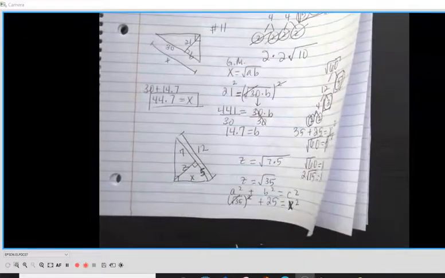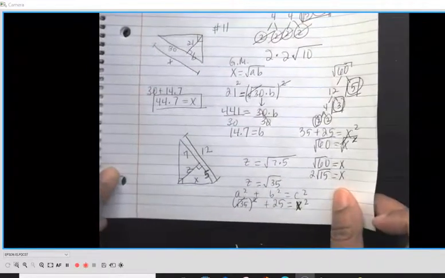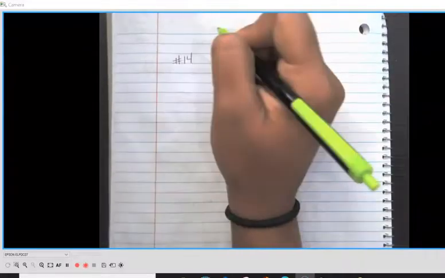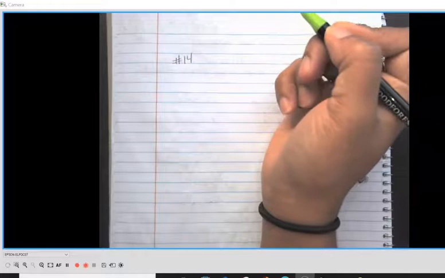Alright, I'm going to do one more. I know it's a little messy. One more. Again, this is all about geometric mean. Okay, so for this one, let's do number 14. Because on number 14, they wanted an x, y, and a z.